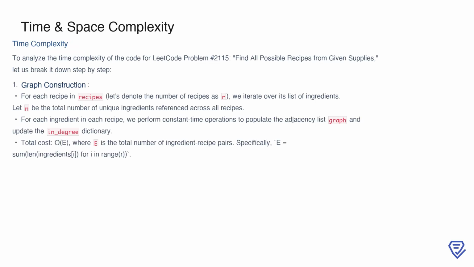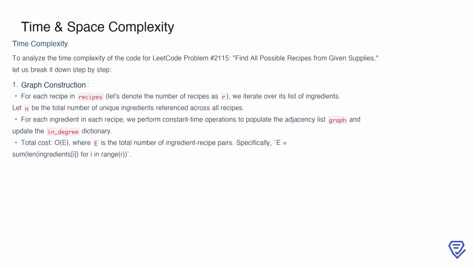Here, we begin analyzing the time complexity of the solution to the problem. First, we consider the graph construction step. For every recipe in the list of recipes, which we denote as R, we iterate through its list of ingredients. The total number of unique ingredients across all recipes is represented as N.